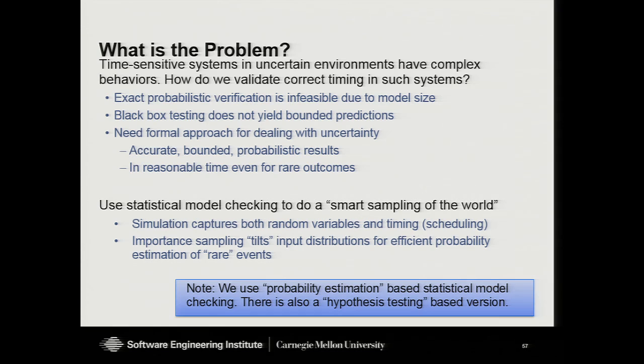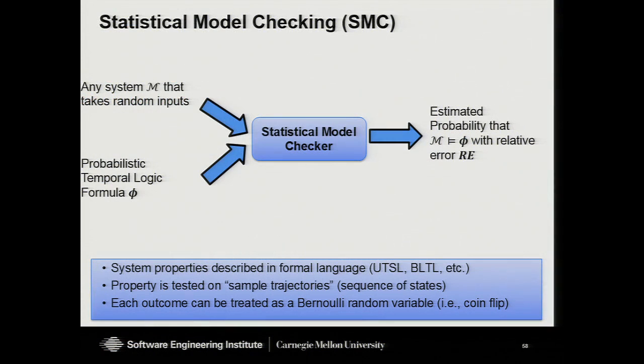One of the problems is that these systems tend to be very large and complex, and even though there are formal methods, these systems are too complex to use these formal methods. And so we're using a technique based on something called statistical model checking, which is a simulation-based technique for verifying correctness. In a nutshell, statistical model checking takes some system operating in a random environment with some random inputs, and some probabilistic temporal logic formula that we want to verify, and it gives us a probability that that property holds.